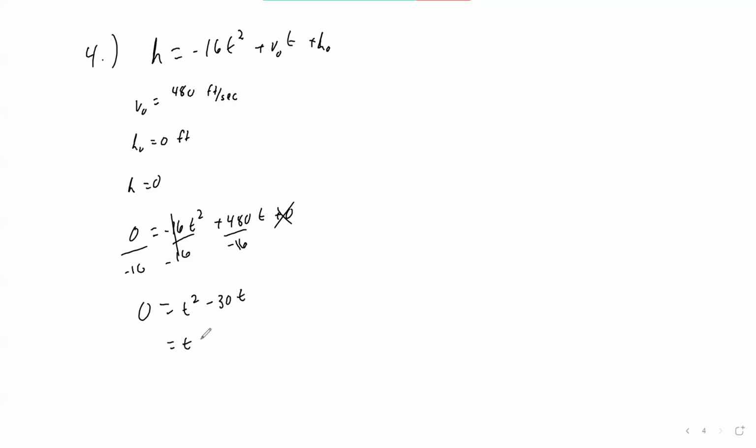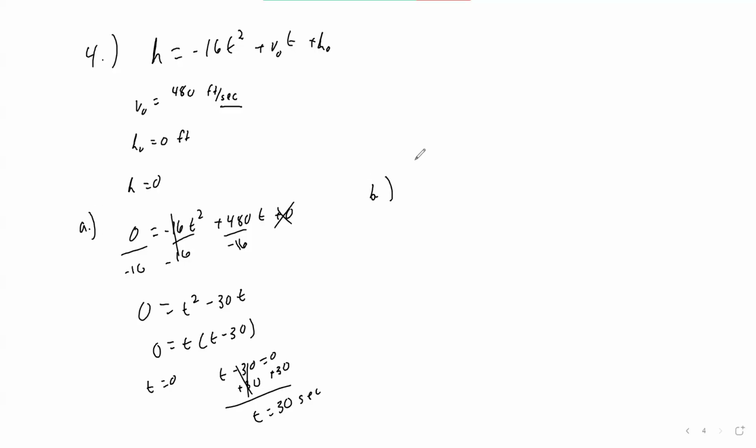Then I'll factor out t. So that's going to be t times t minus 30 equal to 0. So I get t equals 0, which makes sense because when I shot the gun, it was 0 seconds. And then I get t minus 30 equals 0. So when I add 30 to both sides, the bullet will hit the ground again in 30 seconds, since that's what the units were given to me. So that's part A here.